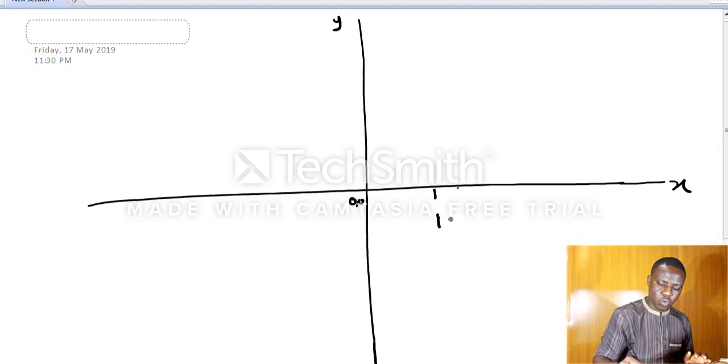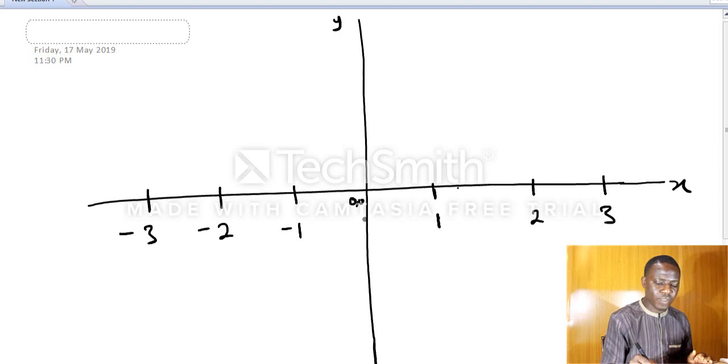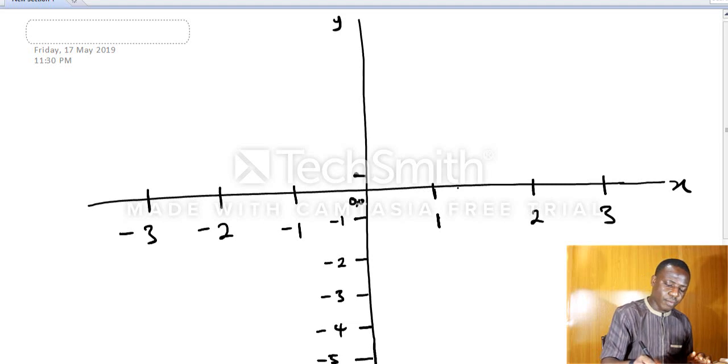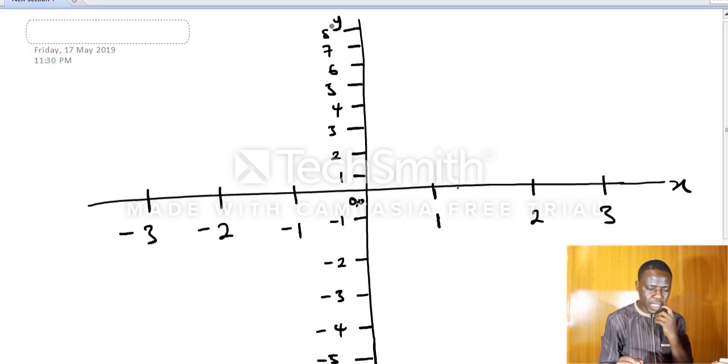Let it be 1, and this is 2, 3, where I have -1, -2, -3. Values of y, this is -1, -2, -3, -4, -5. Positive values, I have 1, 2, 3, 4, 5, 6, 7, and 8. But you know, when you are making use of your graph, you draw to scale. So I'm going to plot the graph in turns, one after the other.